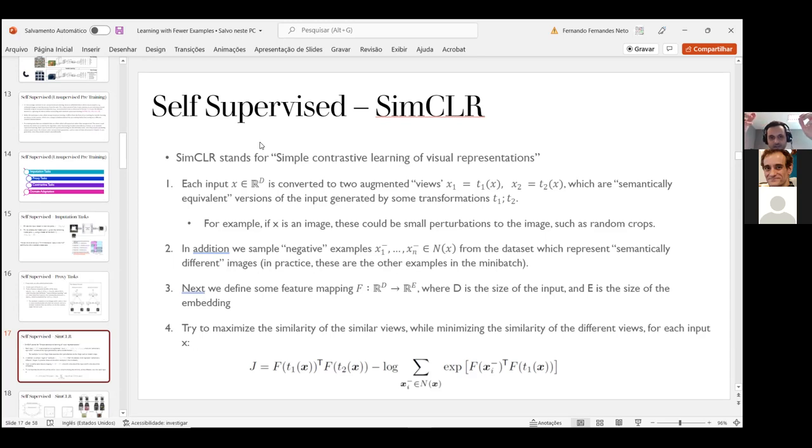And next, we define some feature mapping f that maps R^D to R^E, where D is the size of the input and E is the size of the embedding. And we try to maximize the similarity of the similar views, while minimizing the similarity of different views for each input x, according to this expression.